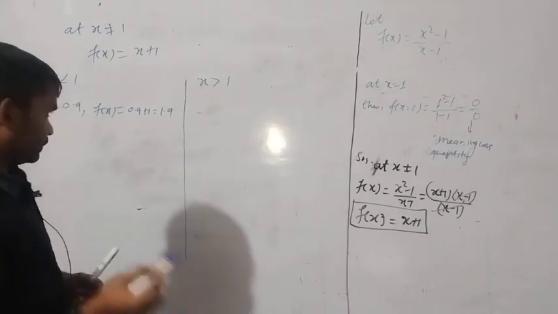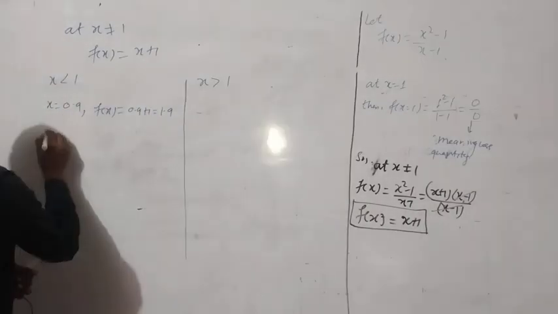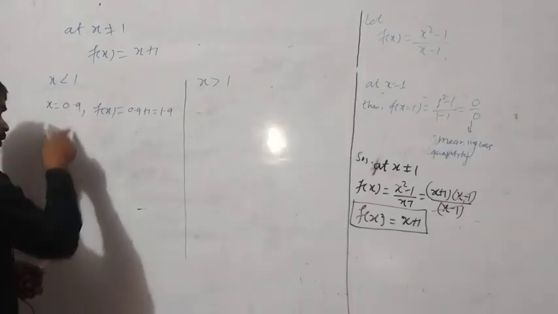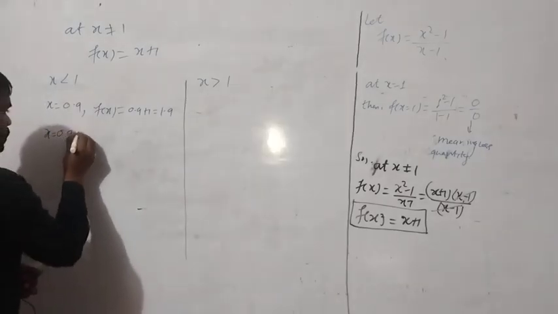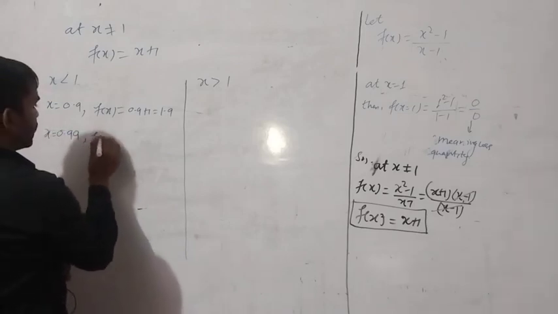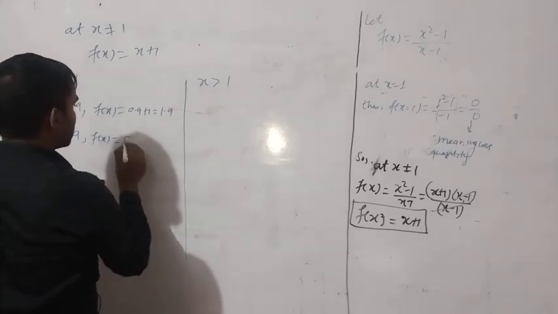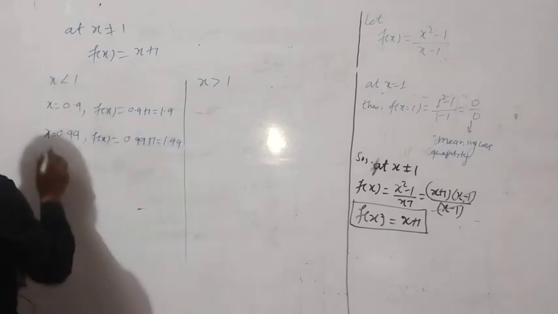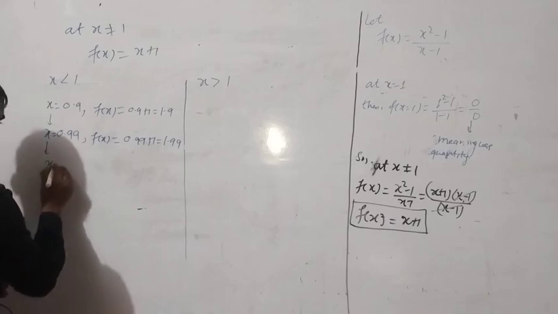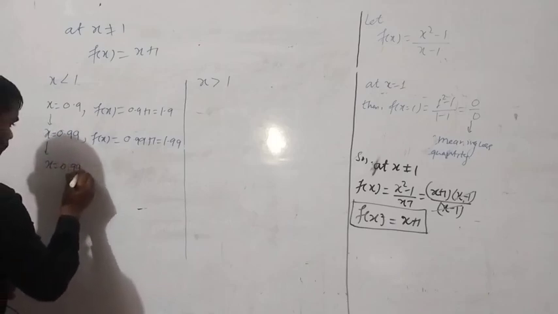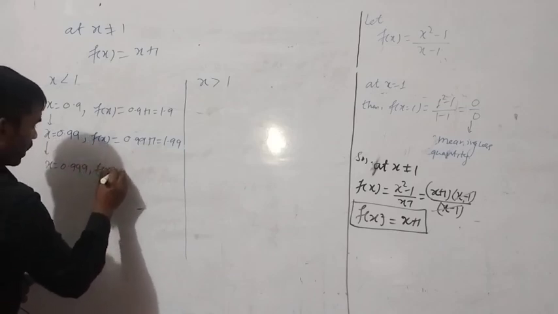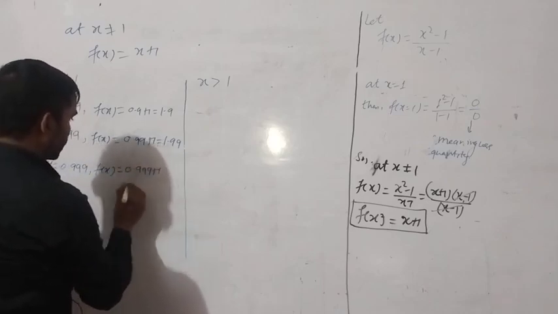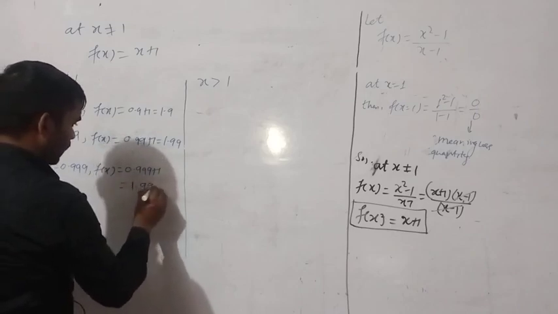Second, if we take a value closer to 1, we can move nearer to 1 by taking the value 0.99. So we can find the function value as 0.99 plus 1, that is 1.99. Move one step forward, that is x equal to 0.999. Then f(x) is 0.999 plus 1, which becomes 1.999.